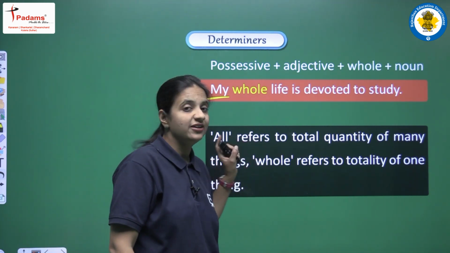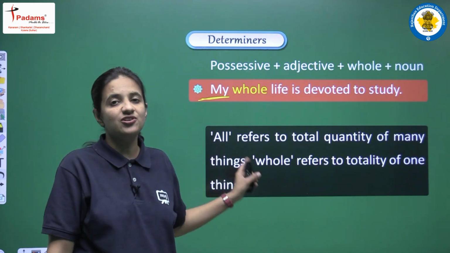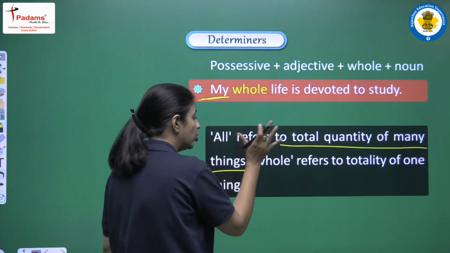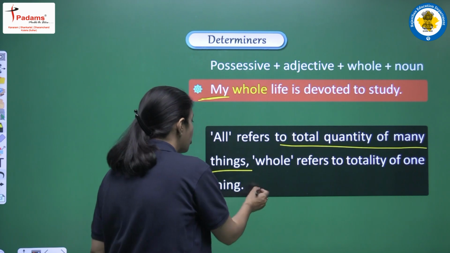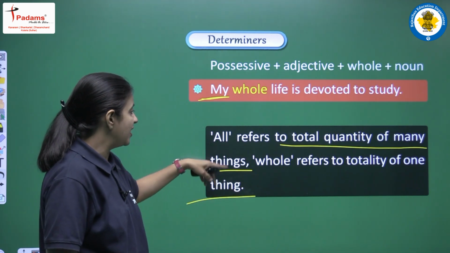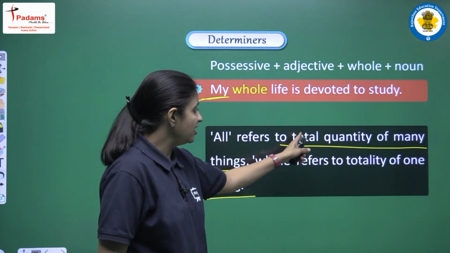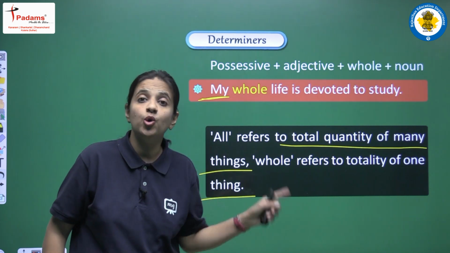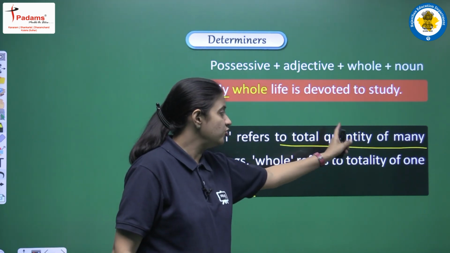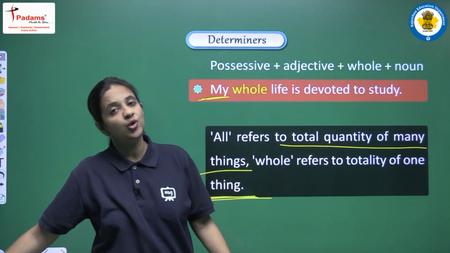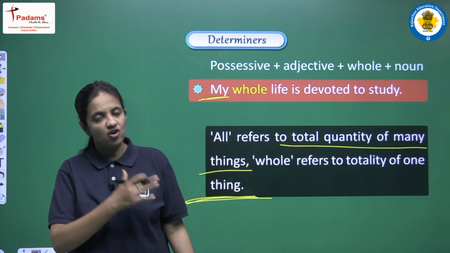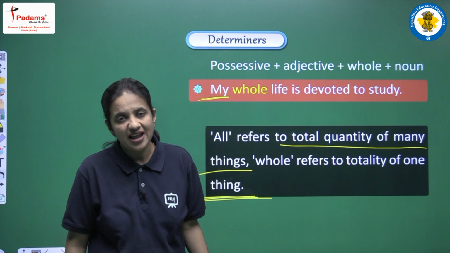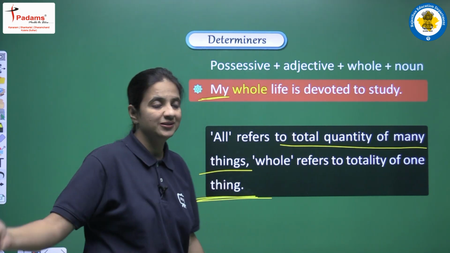And now we have the difference between all and whole. So try to understand. All refers to the total quantity of many things, but whole refers to the totality of one thing. So when we are using all, we are talking about the total quantity of many things, but if we are using whole, we are referring to the totality of one thing only. So this is the basic difference between all and whole, and in this manner we have to use these two determiners.